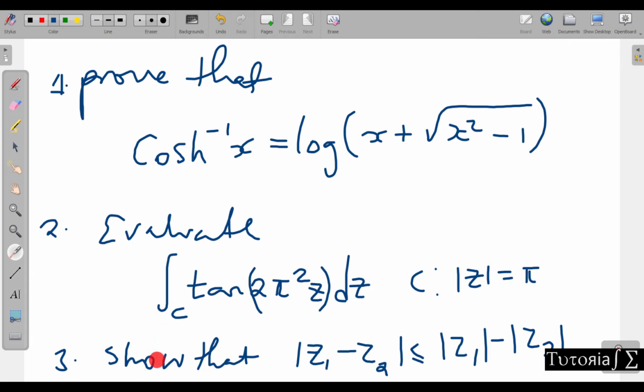And lastly, we're going to show that the modulus of z minus 1 is less than or equal to the modulus of z minus the modulus of 2. So this one is called the reverse triangular inequality. Right? The triangular inequality is where you have positives here. But for the reverse one, this is also true.